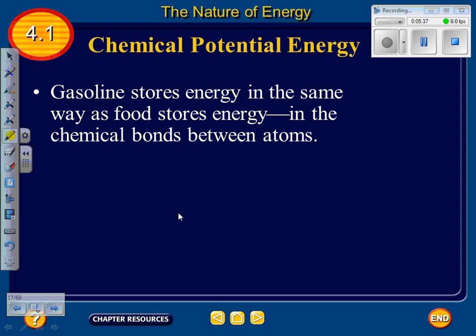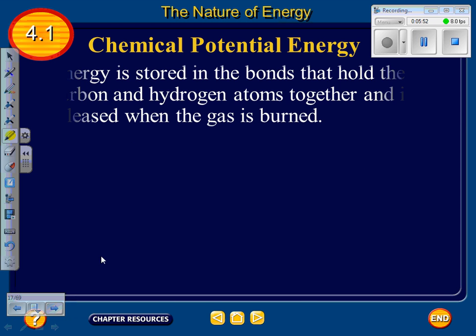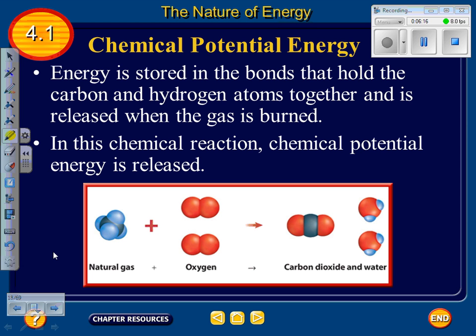Chemical potential energy. Gasoline stores energy in the same way as food stores energy, in the chemical bonds between the atoms. Energy stored in chemical bonds is chemical potential energy. Energy is stored in the bonds that hold the carbon and hydrogen atoms together and is released when the gas is burned. And this illustration shows natural gas plus oxygen. When it's burned, it produces carbon dioxide and water. In this chemical reaction, chemical potential energy is released.